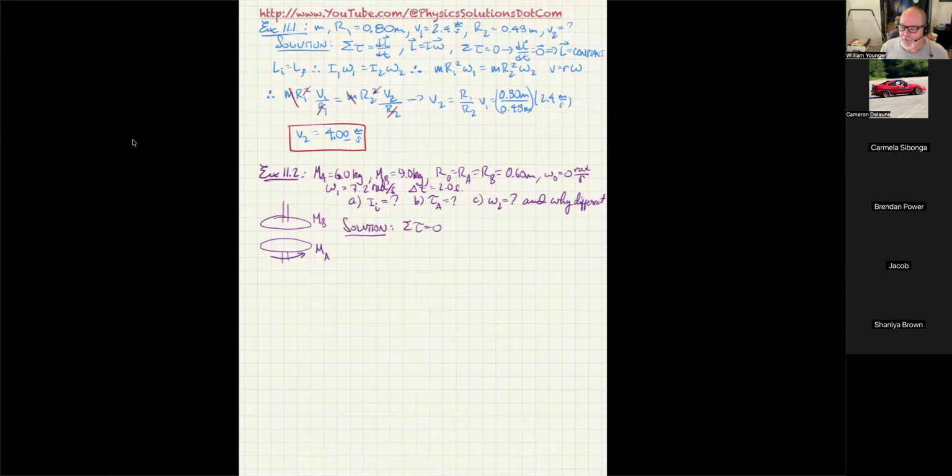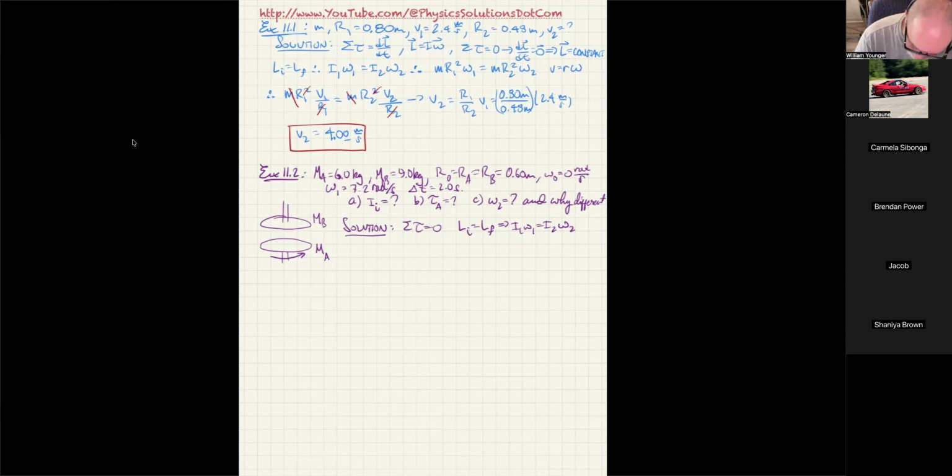And since the net torque on the system is 0, that means angular momentum is conserved. So we're going to say L initial is equal to L final. And that means that I1 omega 1 is equal to I2 omega 2. Before we can do any of that, though, we have to be able to calculate angular momentum.